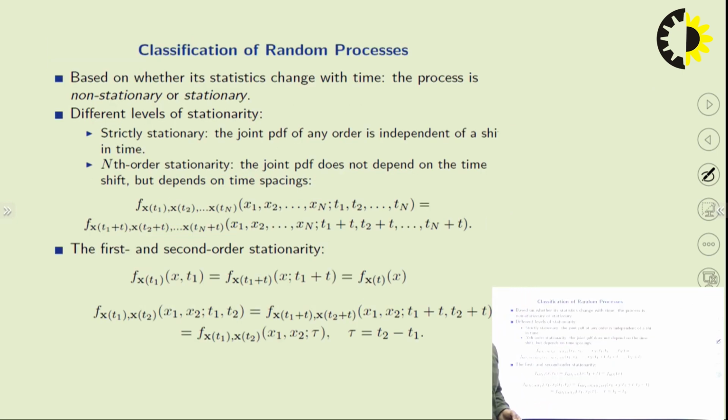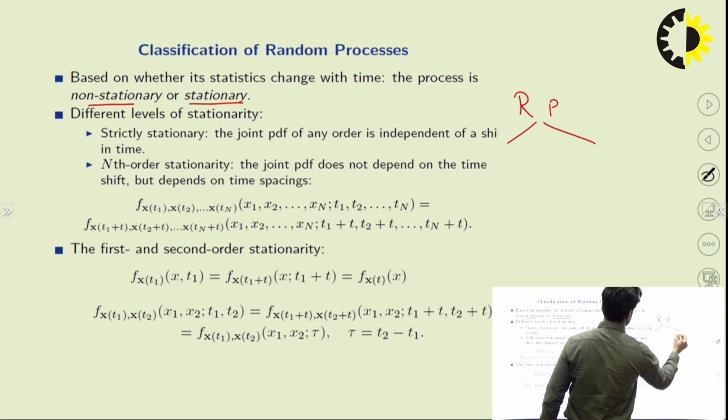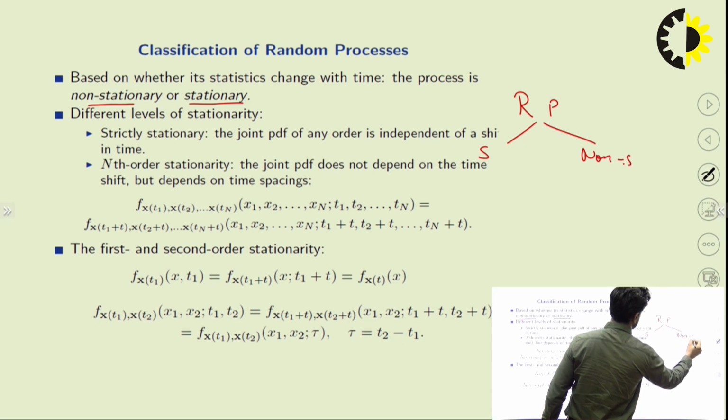Now the classification of random processes. Based on whether statistics change with time, the process is called non-stationary or stationary. Now a random process is classified into a stationary process or a non-stationary process.